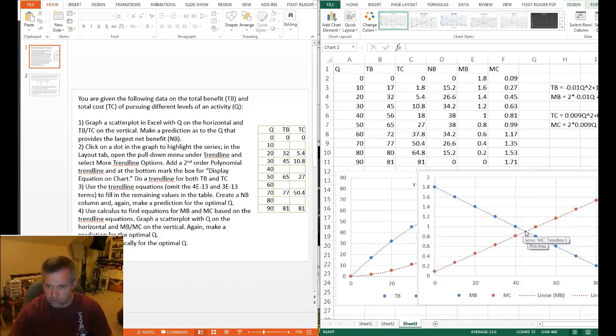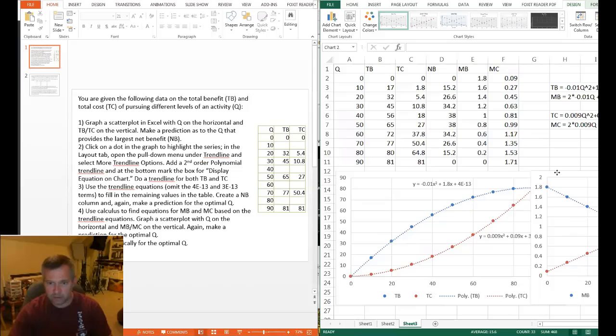Wherever these two curves cross, wherever marginal benefit and marginal cost equal each other, that's going to be the optimum. So it looked to be, again, maybe around 45 in this graph of the marginals. And again, here in the graph of the totals, it also looked to be around 45.